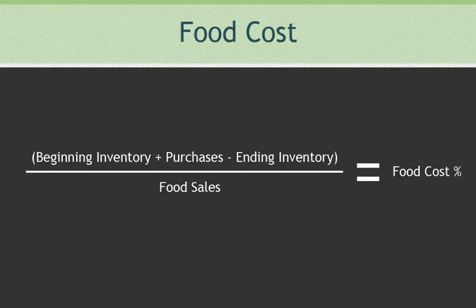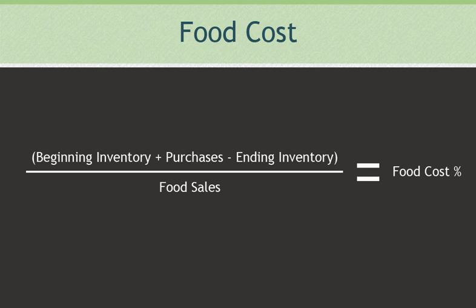This is the holy grail information in any kitchen. What is food cost? The formula? First, you take beginning inventory, add your purchases, and subtract ending inventory. Once you have that number, you divide that by your food sales. All in all, this will give you your food cost percentage.